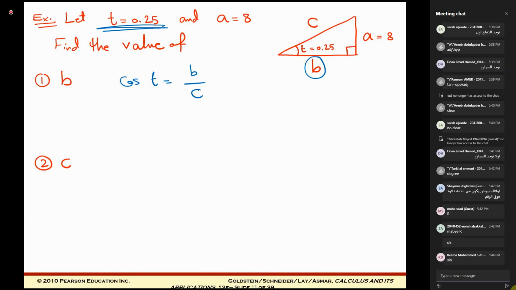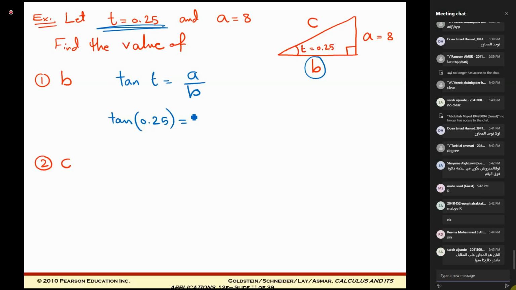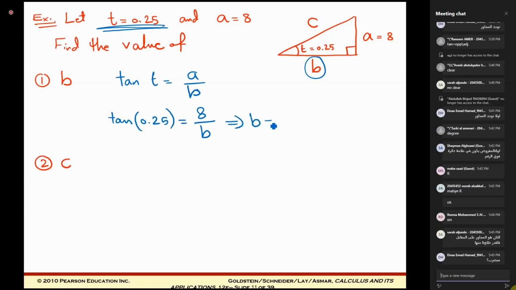Okay, the cosine doesn't matter to me here. If I look at tan, A over B, here A and T are given, right? So we need to use the tan T, which is 0.25, equal A, which is 8 over B. So B equals 8 over tan 0.25. What's the value of B? Find the approximate value of B, please.